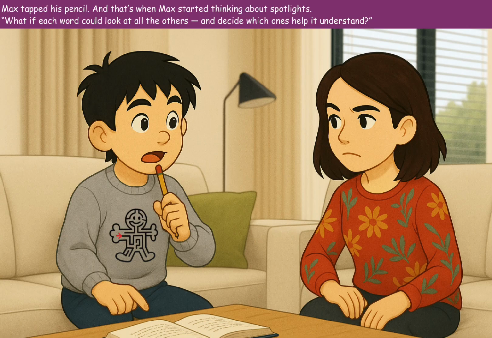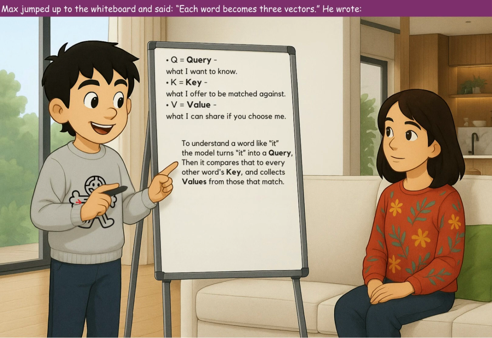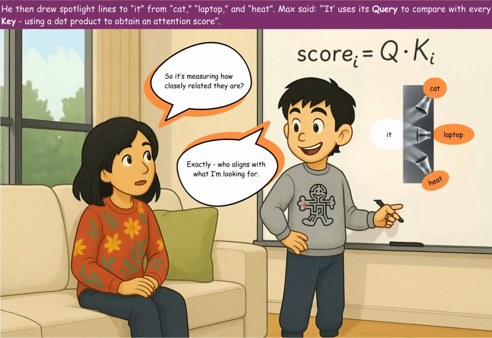What if each word could look at all the others and decide which ones help it understand? Max jumped up to the whiteboard and said, Each word becomes 3 vectors. He wrote, Q is query, what I want to know. K is key, what I offer to be matched against. V is value, what I can share if you choose me. To understand a word like it, the model turns it into a query. Then it compares that to every other word's key and collects values from those that match. He then drew spotlight lines to it from cat, laptop, and heat.